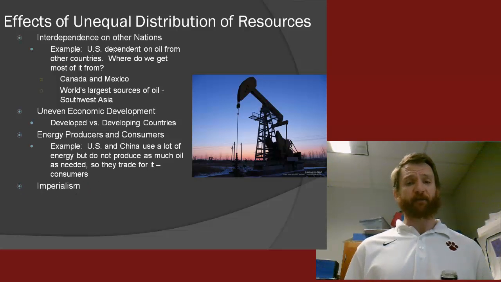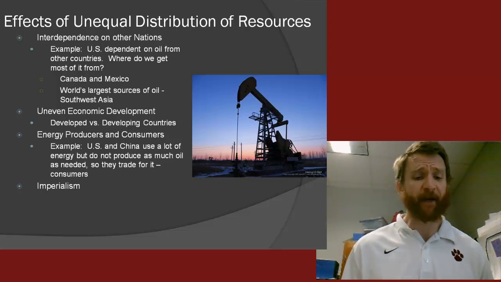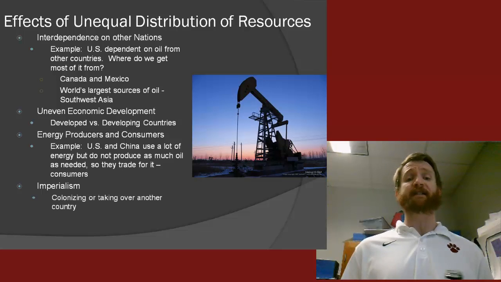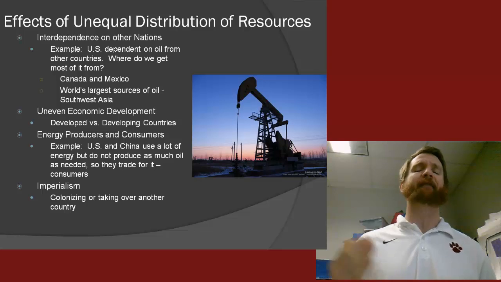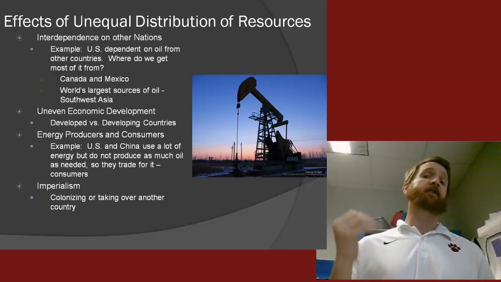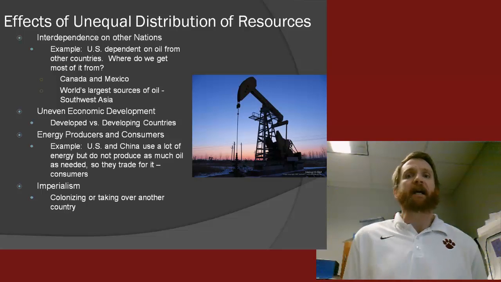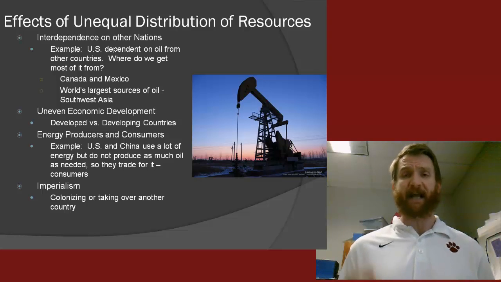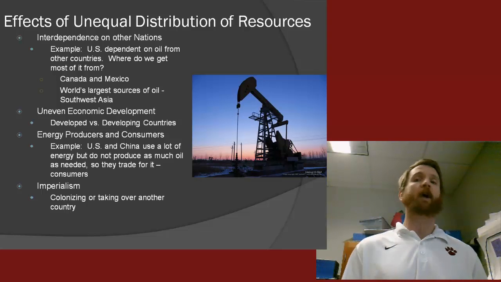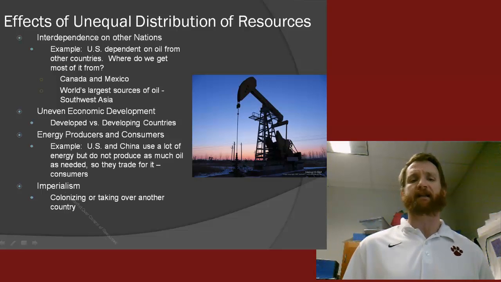Some other things that have resulted from the unequal distribution of resources are imperialism. Imperialism is the desire of one country to take over another, okay? And it's largely so that they can have those resources. The 1800s saw European countries taking over Africa because Europeans needed resources, and they got those resources from Africa and said, hey, we're better than you, we're going to come in and take your stuff. And there's not a whole lot the African nations could do about it at that point.